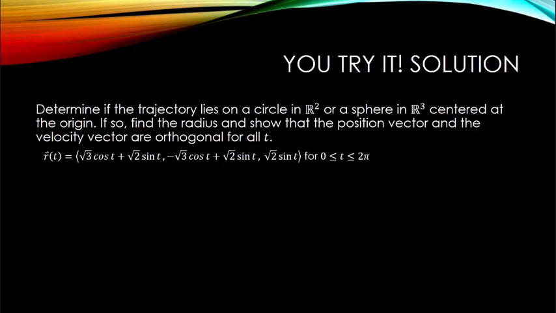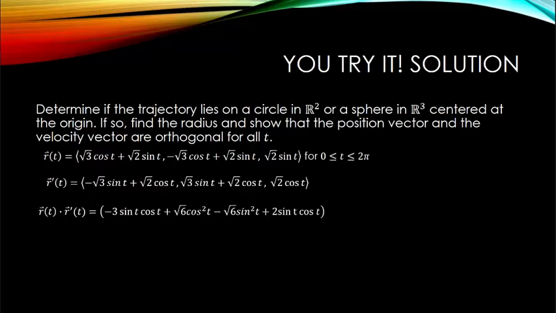Now I need to show that the position vector and velocity vector are orthogonal for all t. I have my position vector, and my velocity vector, r prime of t, is given by the components negative square root of 3 sine t plus square root of 2 cosine t, square root of 3 sine t plus square root of 2 cosine t, and square root of 2 cosine t.